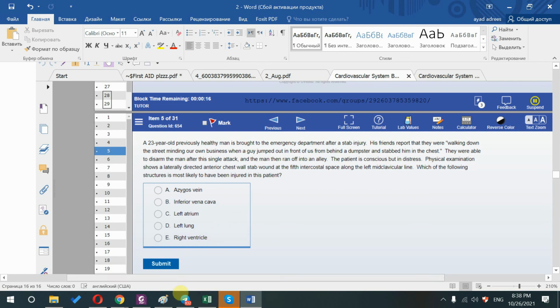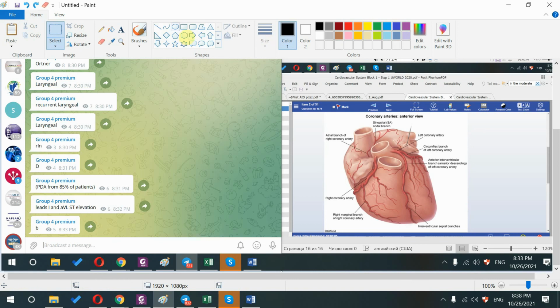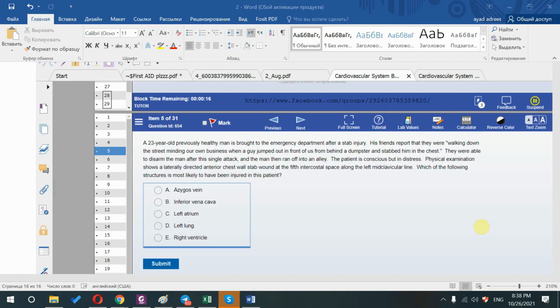Guys, before you answer, I want you to know one thing: the location of the apex of the heart. If you take the midclavicular line, it's here, okay? And the apex of the heart is located 2.5 centimeters to the right of the midclavicular line. This man was stabbed exactly at the midclavicular line, and it was pointing laterally. So take a look and decide. Write in the chat, guys.